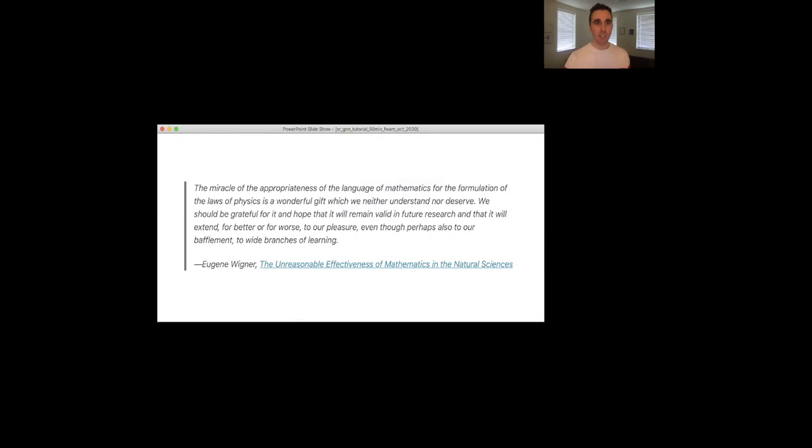So I see David Sperl is on the call. He made the connection to this amazing article by Eugene Wigner on the unreasonable effectiveness of mathematics in the natural sciences. I'll just read this quote. The miracle of the appropriateness of the language of mathematics for the formulation of the laws of physics is a wonderful gift which we neither understand nor deserve. We should be grateful for it and hope that it will remain valid in future research, and that it will extend for better or for worse to our pleasure, even though perhaps also to our bafflement, to wide branches of learning. In this article, he makes all these connections between seemingly unrelated sciences that actually have the same mathematical principles underlying them.